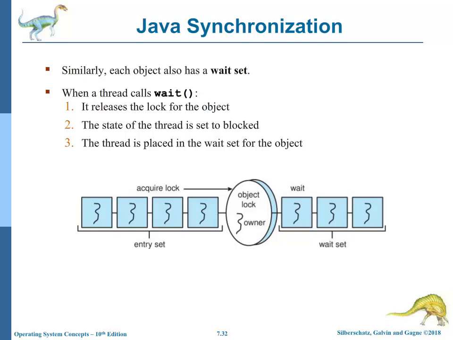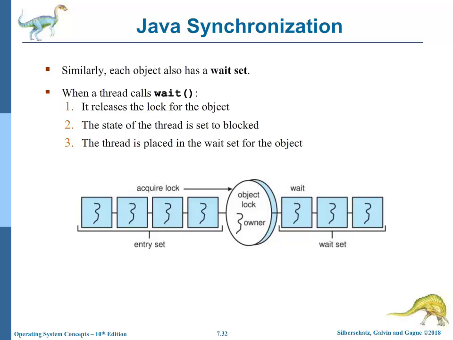Each object also has a wait set. When a thread enters the synchronized method, it owns the lock for the object. However, this thread may determine that it is unable to continue because a certain condition has not been met. That will happen, for example, if the producer calls the insert method and the buffer is full. So the thread will release the lock and wait until the condition that will allow it to continue is met.